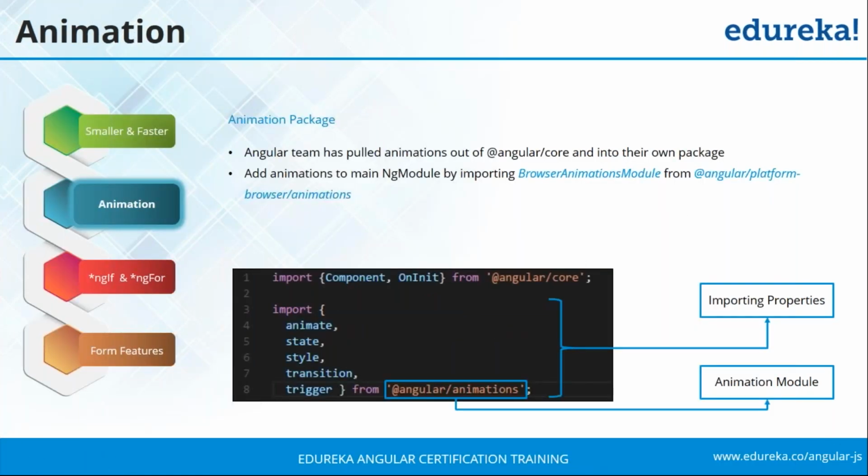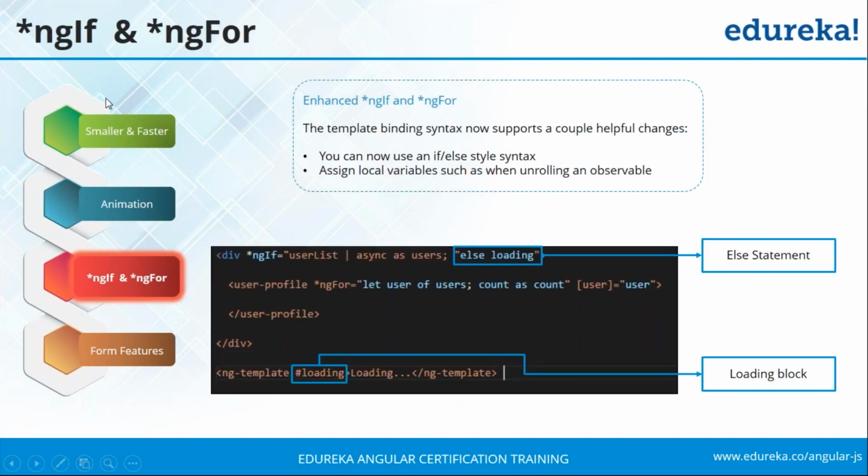So now let us move forward to our next feature, that is enhanced ngIf and ngFor. So what is happening in this? Earlier, we had this ngIf command using which you can check any statement, but you didn't have an else command, so you had to use the opposite in ngIf again. But now the Angular community has incorporated this else command also. So in this code, as you can see, we are using an ngIf and we are checking for this user list async as user. And if this statement is false, we'll go to the else statement, which says loading. And this loading is basically a tag which will load this ng-template as we have specified this loading block over here. So we have one more feature, that is assigning local variables, such as when unrolling an observable.